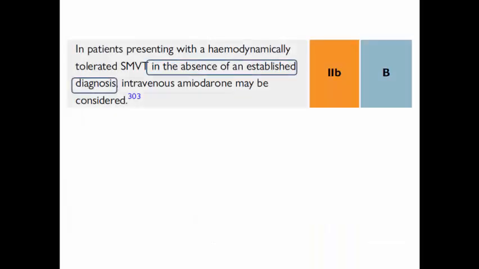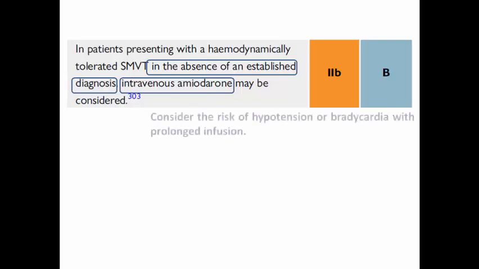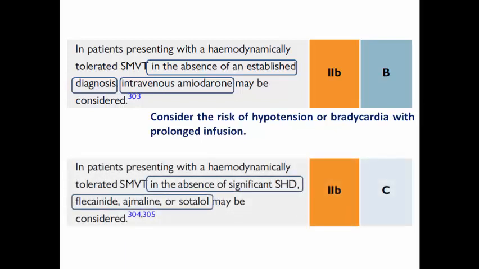If you don't establish a diagnosis or an etiology underlying the sustained monomorphic VT, you may use IV amiodarone, but please consider the risk of hypotension or bradycardia with prolonged amiodarone infusion. And in patients with hemodynamically tolerated VT in the absence of significant structural heart disease, you may use IV flecainide, ajmaline, or sotalol based on the absence of structural heart disease.